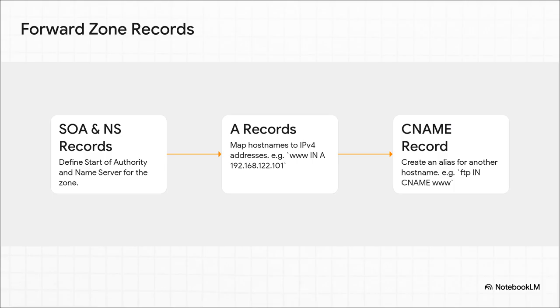So what goes in this file? Well, we start with a bit of boilerplate, the SOA and NS records that establish its authority. Then comes the real meat, the A records. This is where we make the connection, saying that the name NS1 points to this IP and www points to that one. We can even create aliases called CNAMEs, so FTP just points to the same machine as www.